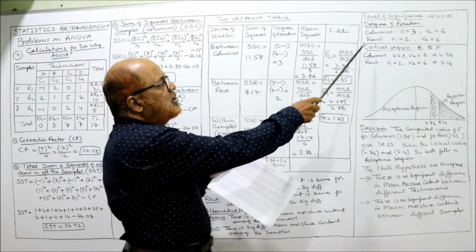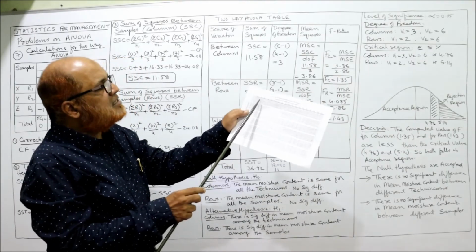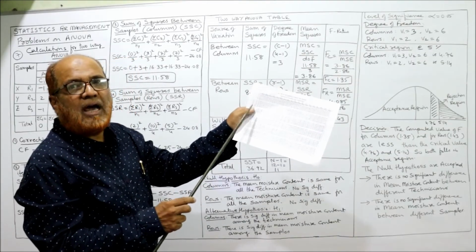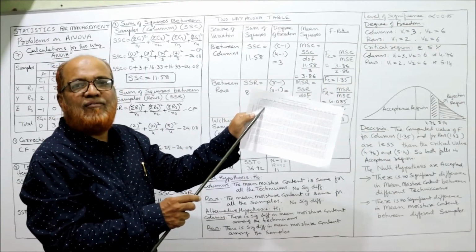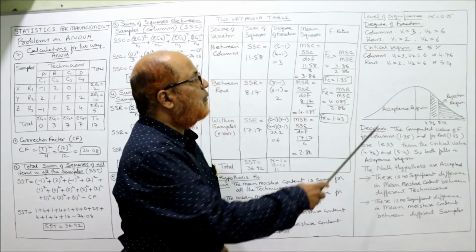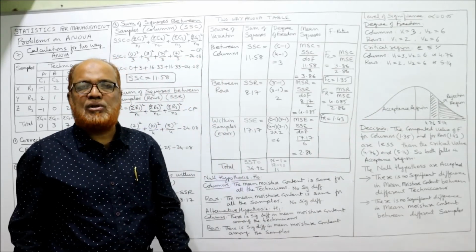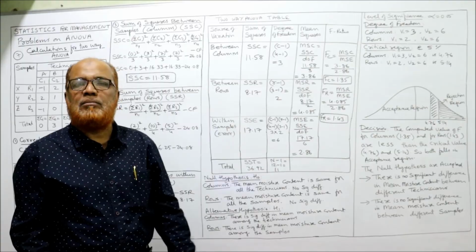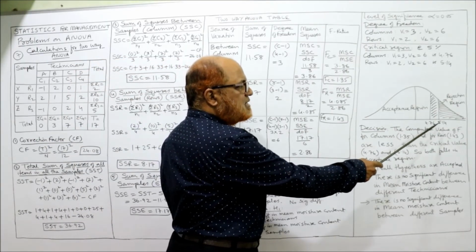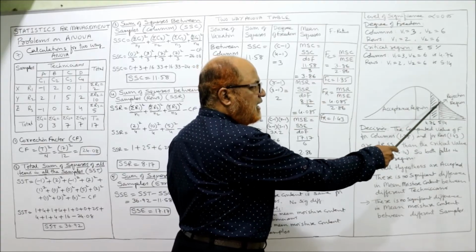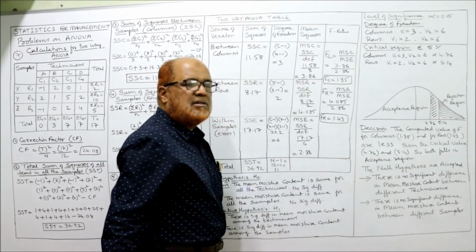For rows, V1 is equal to 2, V2 is equal to 6. That is column 2 and row 6, where you will find 5.14. So I have taken 5.14. These are the critical values. If you draw a diagram of the curve, it would look like this: 4.76, 5.14. This shaded area is the rejection region and the unshaded area is the acceptance region.